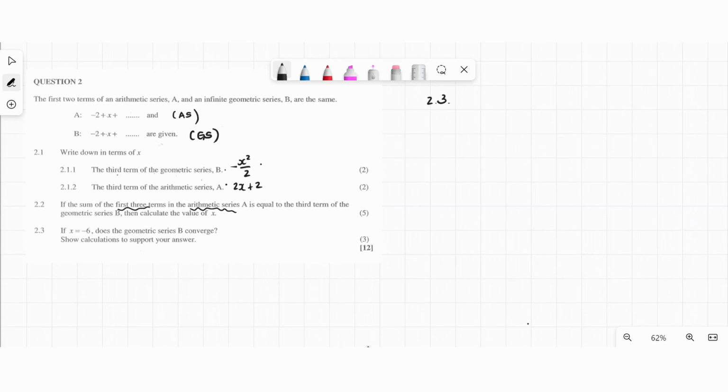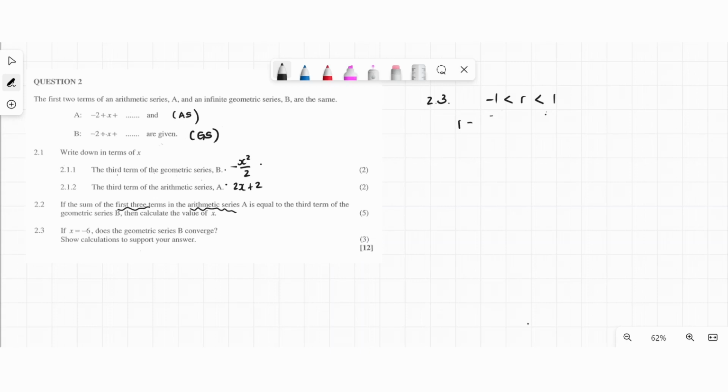Then 2.3 says if x is equal to negative 6, does the geometric series B converge? For something to converge, r needs to be between what? It needs to be between negative 1 and 1. That's when it can converge. So we need to calculate r. If it's between these two values, then it converges. If it's not, then what happens is the series does not converge.